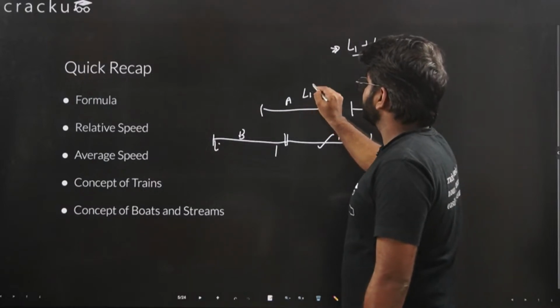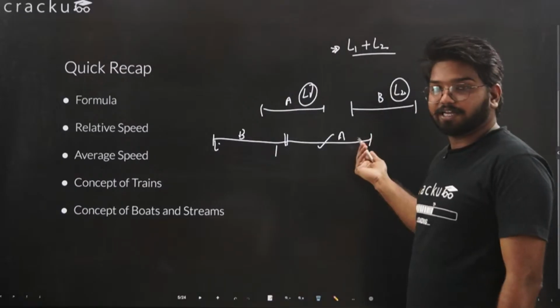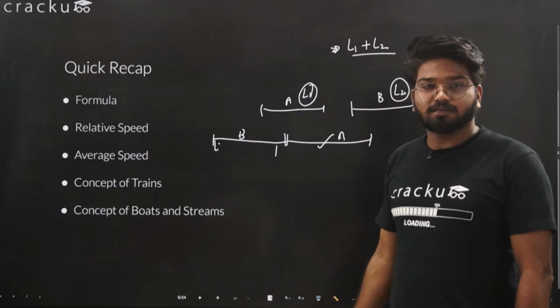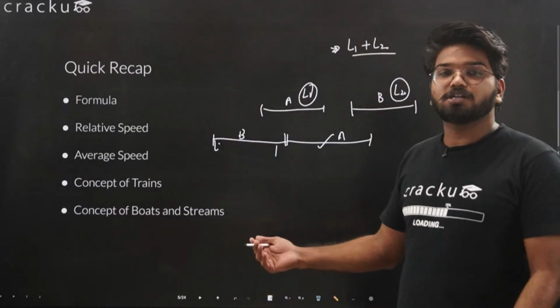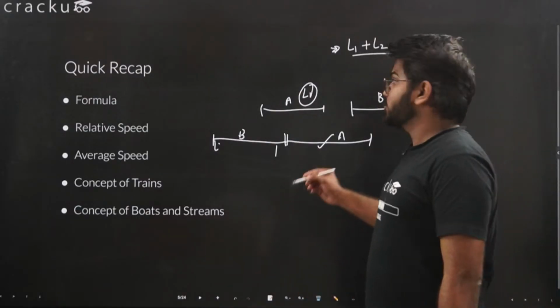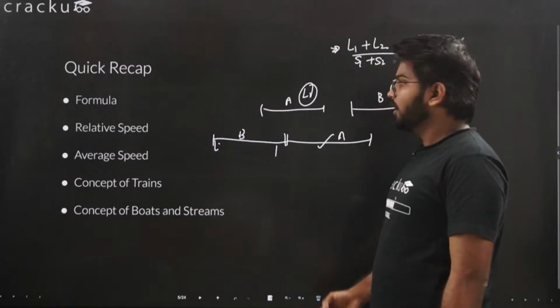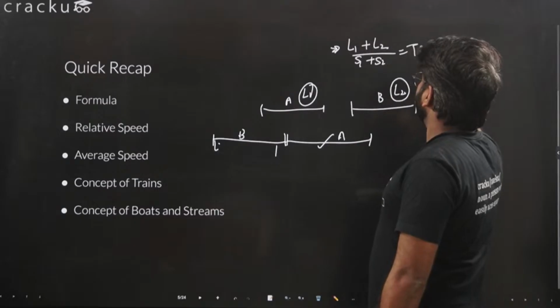Length 1, let's say this, and length 2, let's say this, the lengths of both of the trains, divided by their relative speed. Now, in the last few seconds only, we have studied that if two bodies are moving towards each other, the relative speed will be the sum of their speeds, that is S1 plus S2. So this will be the time taken if they are crossing each other.